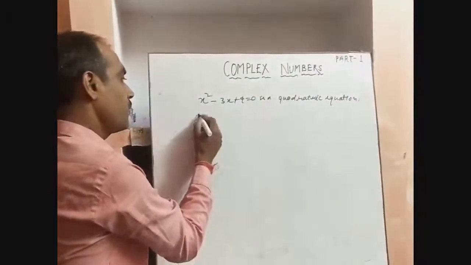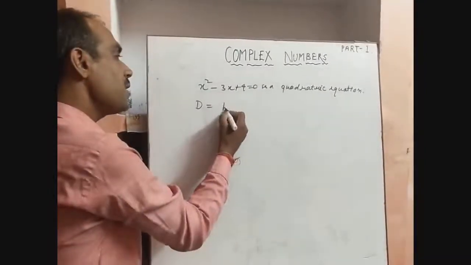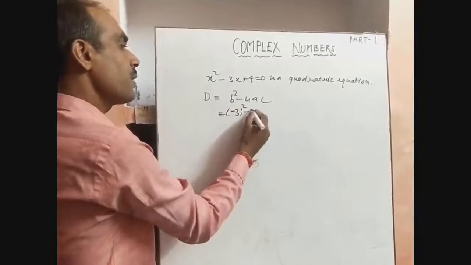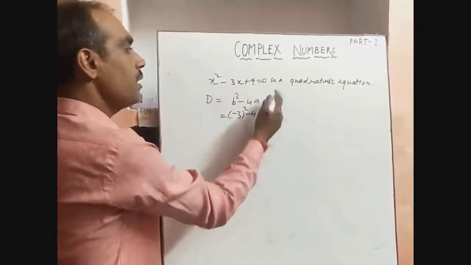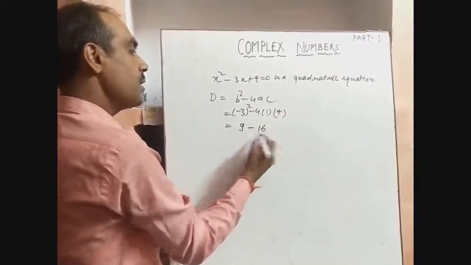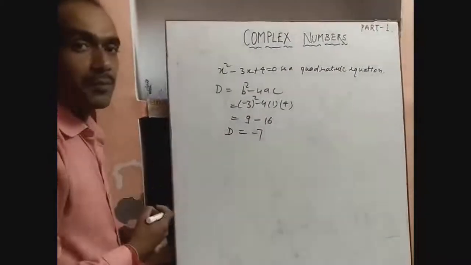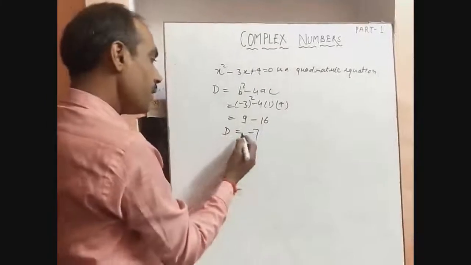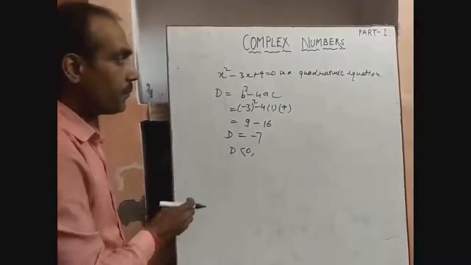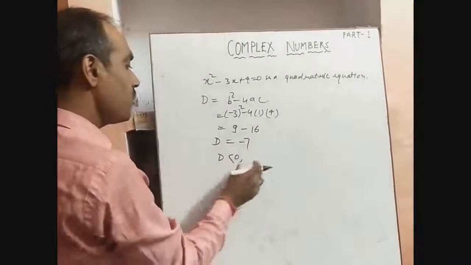Then we will find the value of the discriminant, and discriminant D is equal to b square minus 4ac. Here b is equal to minus 3, a is equal to 1, c is equal to 4. Then this is equal to 9 minus 16, which is equal to minus 7. In earlier classes, if D is less than 0, then you left it. Okay. And in this chapter we continue it.